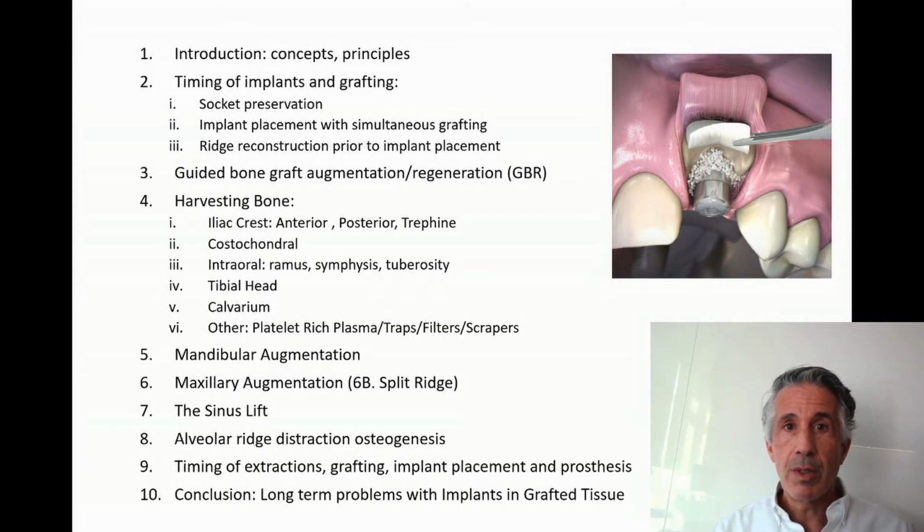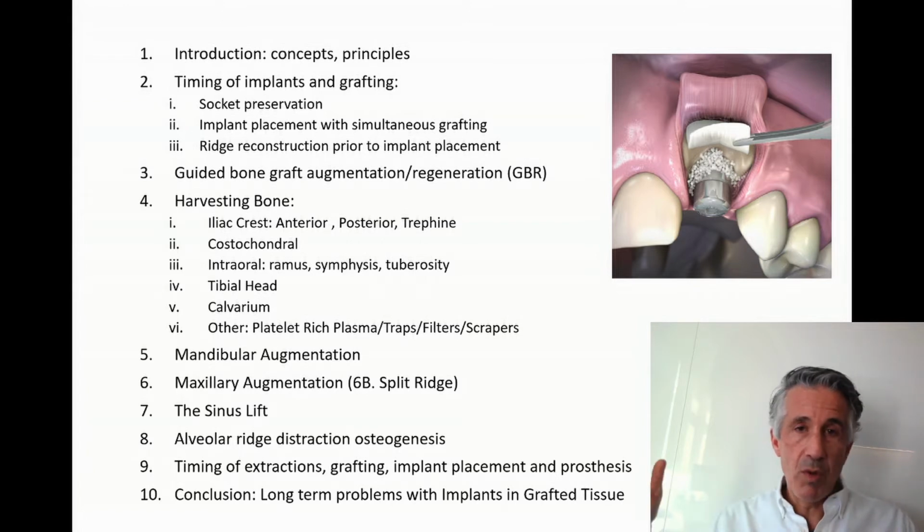I'll also talk about different gradations of grafting, from simple little socket preservation all the way up to full jaw reconstructions that we do in the operating room, where we take a piece of leg and put implants and put it into a mandible. That's also a type of bone grafting. So we'll go from one extreme to the other.